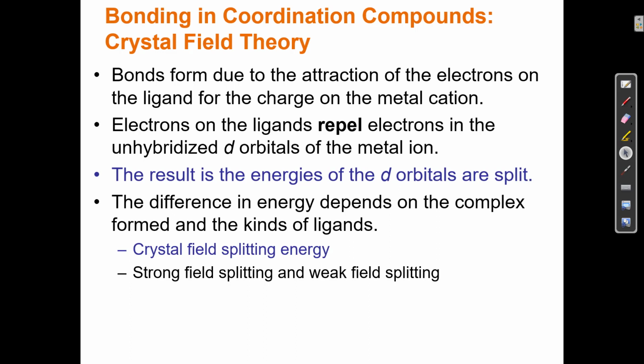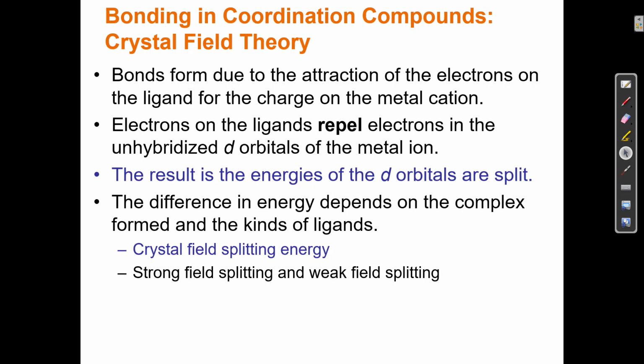However, the metal cation, even though it's positively charged, meaning that it's missing some of its electrons, still has lots of electrons on it. And a lot of those electrons are typically still in d orbitals. So although the metal cation is charged, it still has enough electrons to repel the electrons from the ligand. The ligands bring their electrons in to make these coordination bonds. There are already electrons in the metal ion, and the two sets of electrons repel each other. And this repulsion causes the energies of the d orbitals to split.